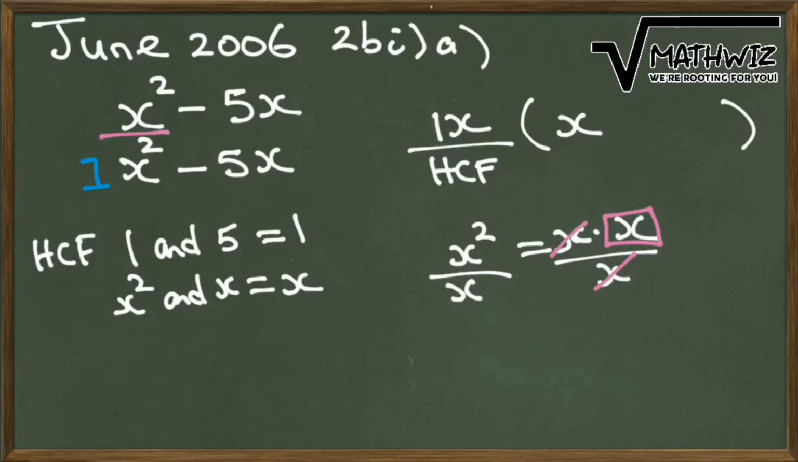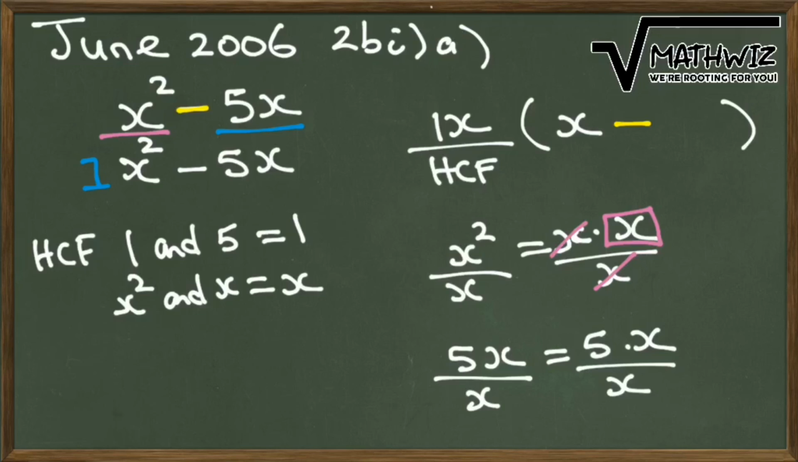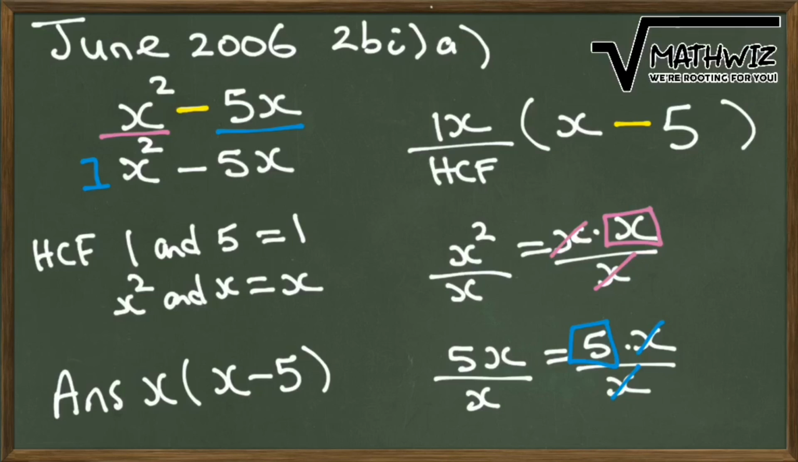We will then put the subtraction and then take the second term, which is 5x, and put it over the highest common factor, right? So that would be 5 times x over x. So the x's cancel, and what remains is the 5. So again, for your answer, you don't put the 1, it would simply be x, open bracket, x minus 5.